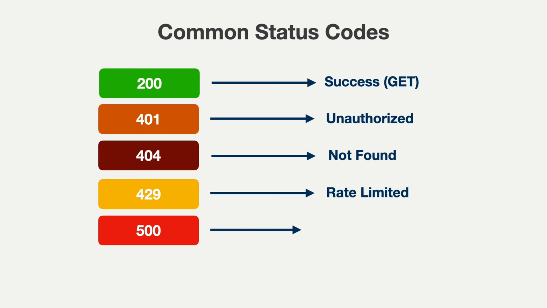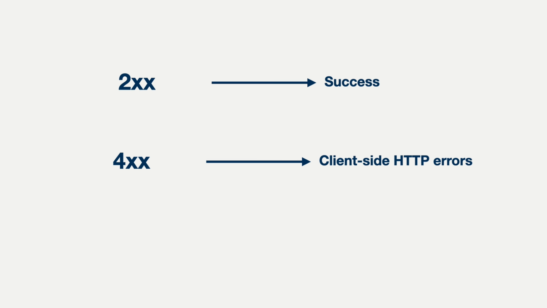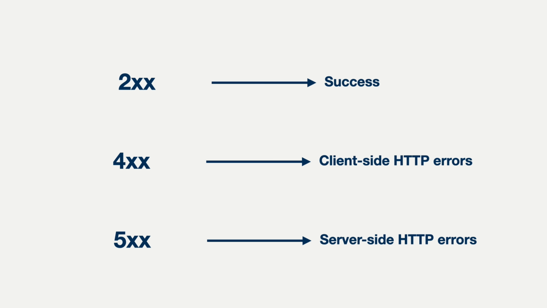It means something broke on the server side and it is not your fault. The server encountered an error it couldn't handle. Did you notice the pattern? Status codes in the 200s mean success. 400s mean there is an issue with your request, something you need to fix. 500s mean the server has a problem, something on their end is broken.